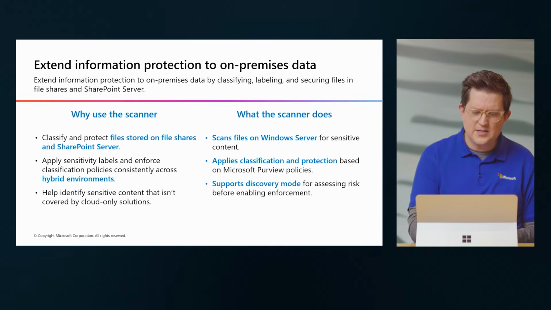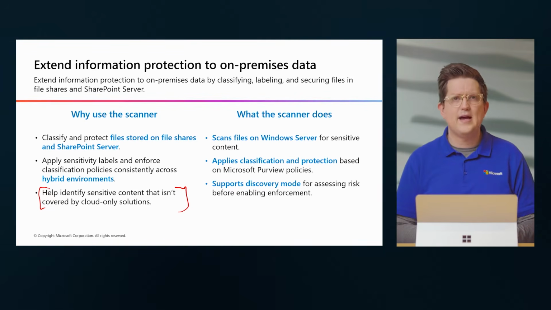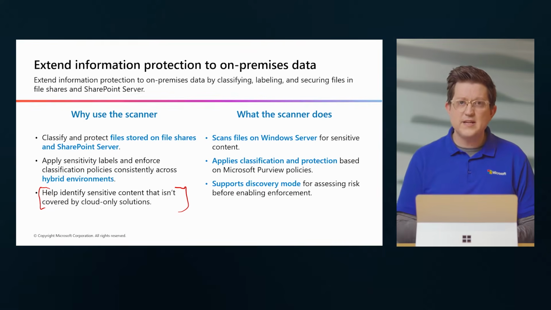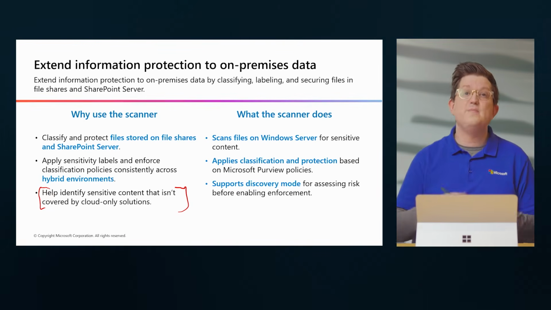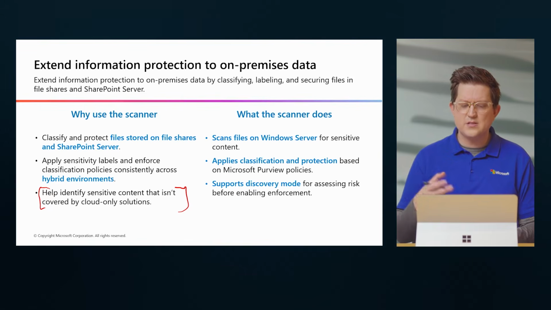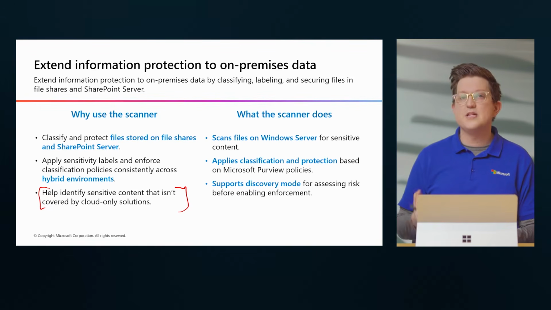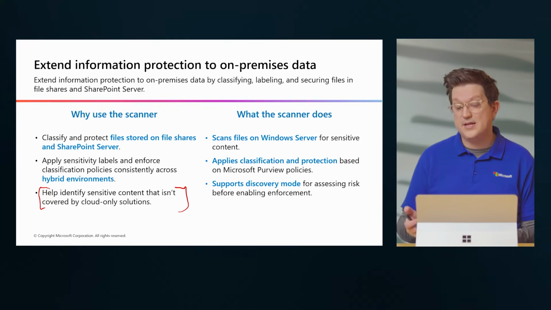Now, it is pretty common, especially in large enterprises that have been around for a while, that not everything will be in the cloud immediately. This effectively gives us that ability to reach back on premises and be able to identify those sources. It is designed primarily to scan Windows file servers, and then we'll apply classifications and protections to those files accordingly using the Purview policies you put in place.